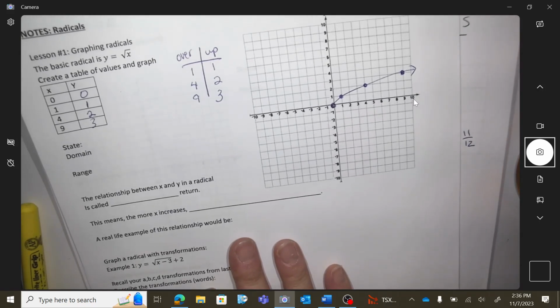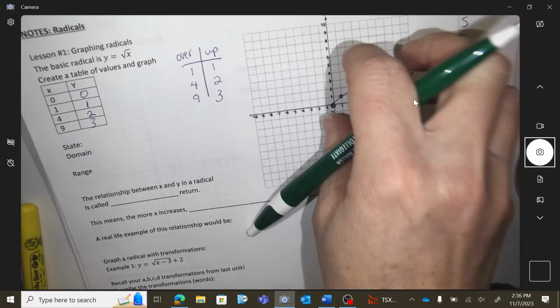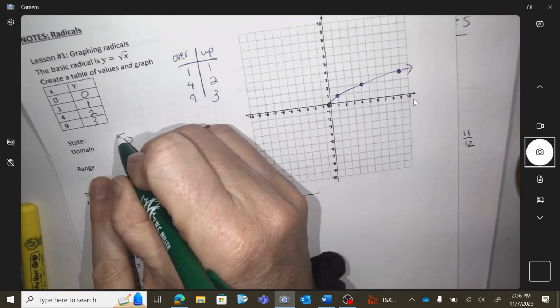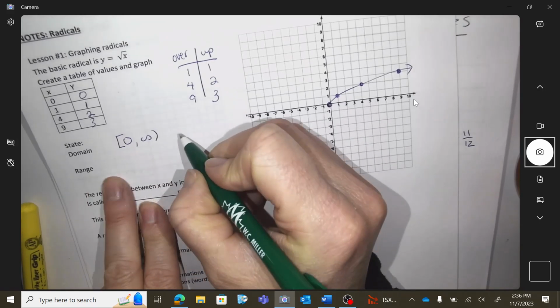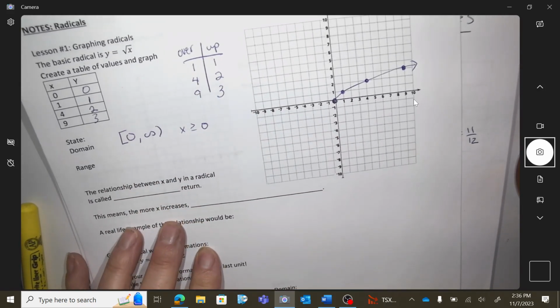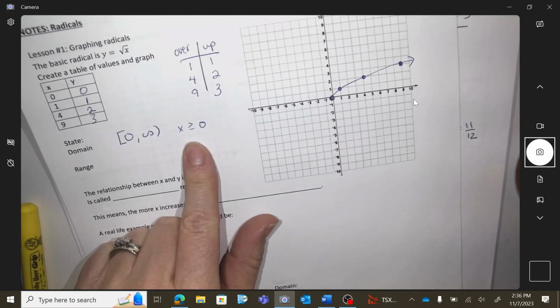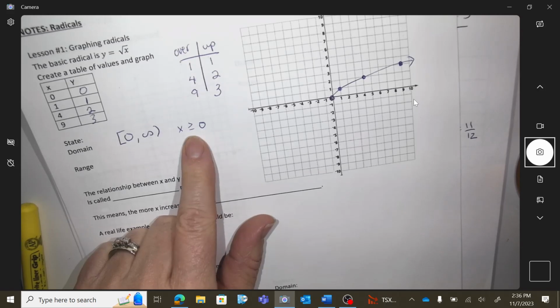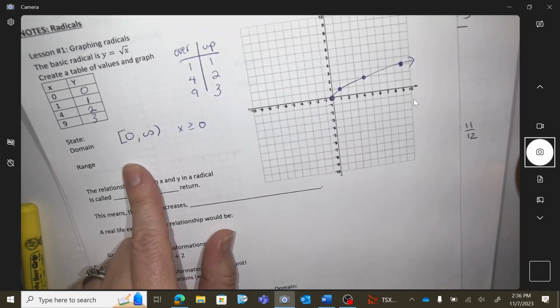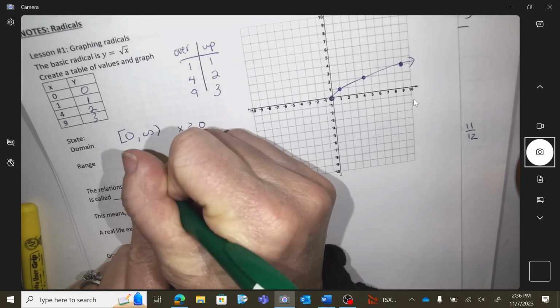Okay, so what is the domain? How would you write the domain of that? 0 to infinity. Okay, here's the other way to write that. I don't care how you write it, but what if the exam has this form? Can you recognize that form at least? What is the range? What's the lowest to highest?